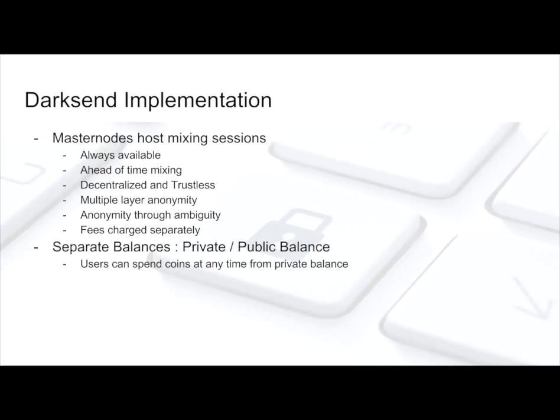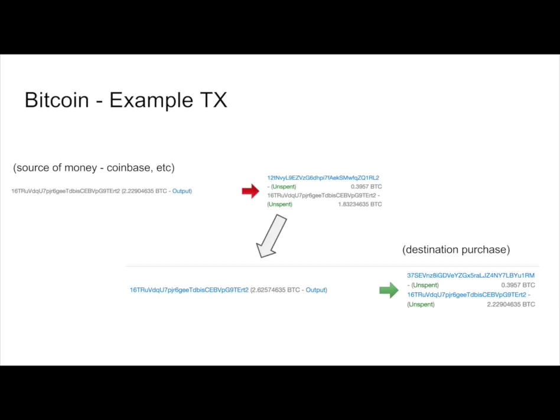A timing attack is where you would look at all of the mixing sessions and then you would try to correlate them with users spending their money later on. And if they happen too close because one is required right before the other one happens, then you can break users' anonymity. Here you see a Bitcoin example transaction.